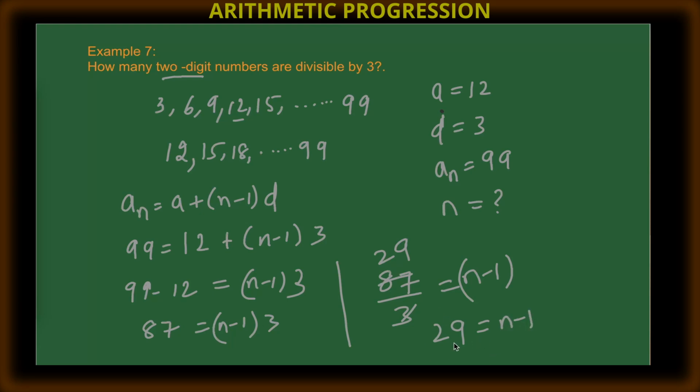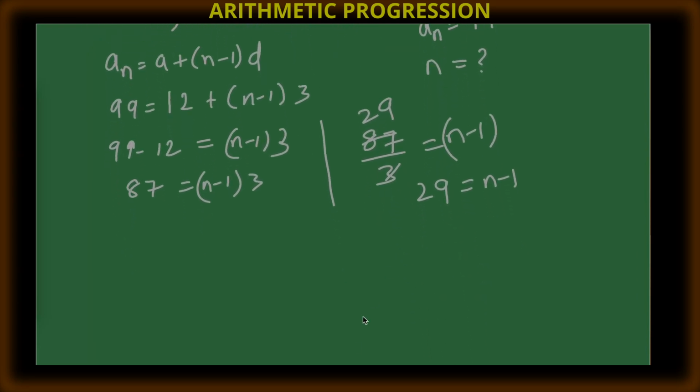Let's take this page further. 29, this minus 1 comes here, it becomes plus 1, equal to n. So n is equal to 30. So hope this is clear. Okay, let's move to the next question.